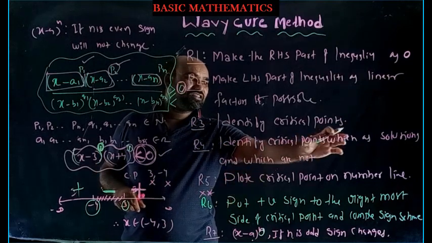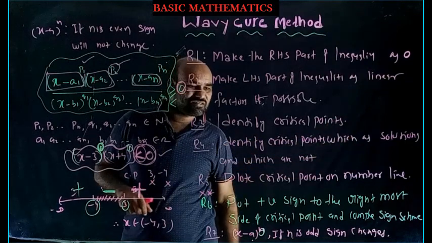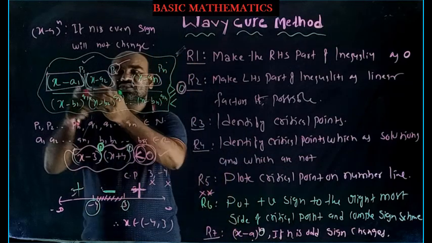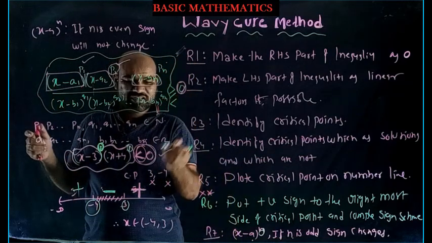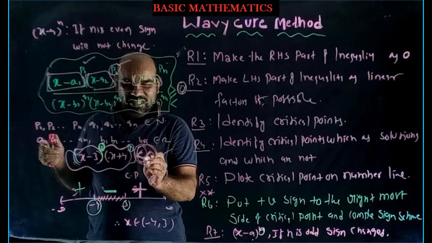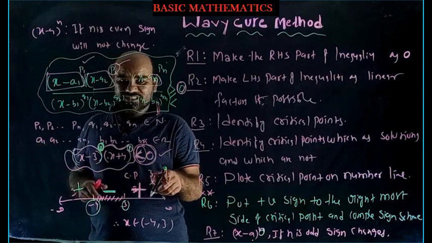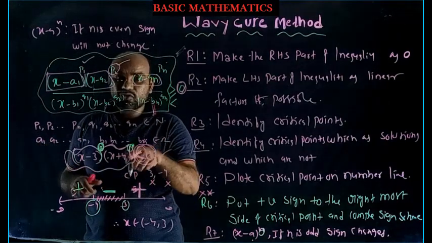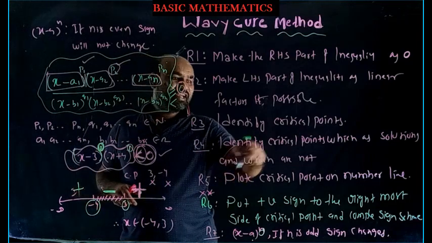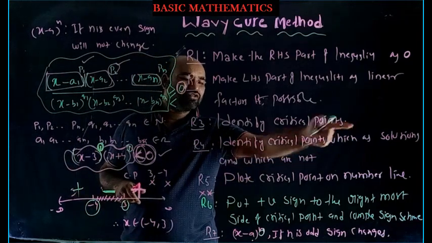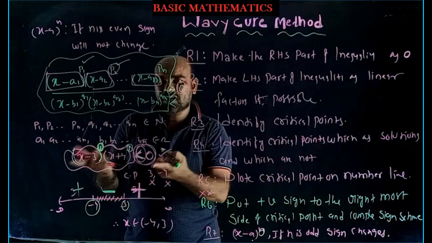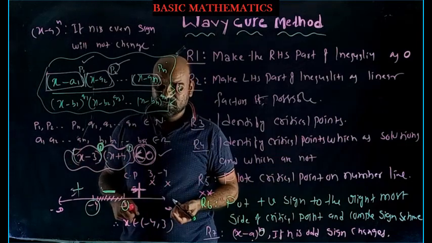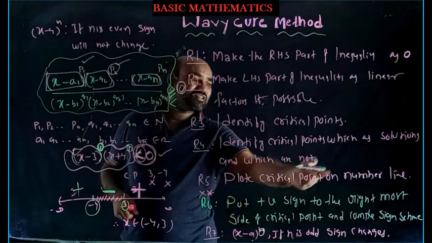Identify which critical points are solutions and which are not. Sometimes these may be solutions when equality is allowed. For example, here it is only less than, so minus 3 and minus 3 are critical points, but neither of them is a solution. That should be identified. Both are not solutions in this situation. Okay, plot the critical points on the number line.